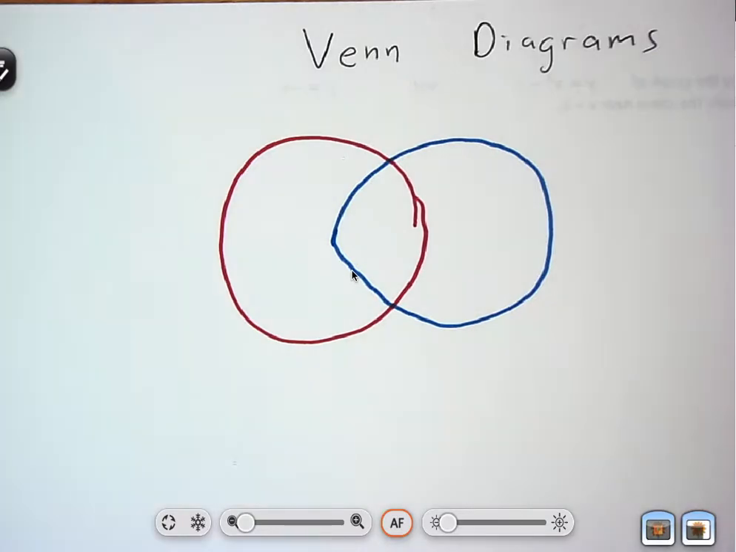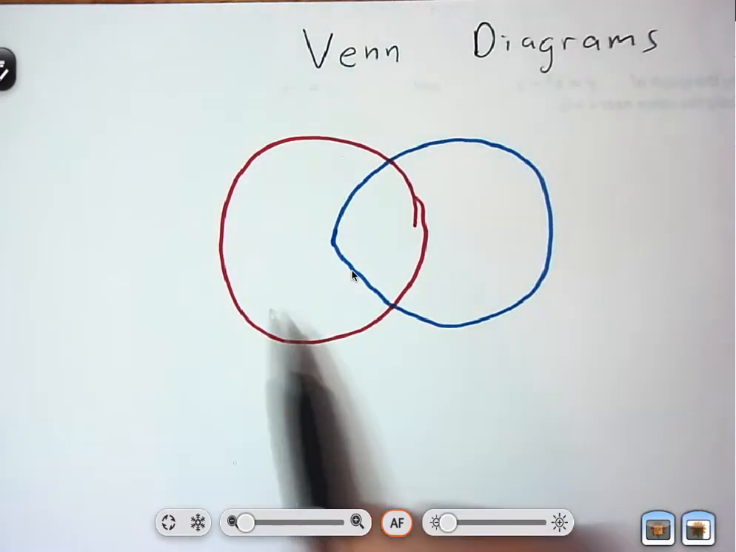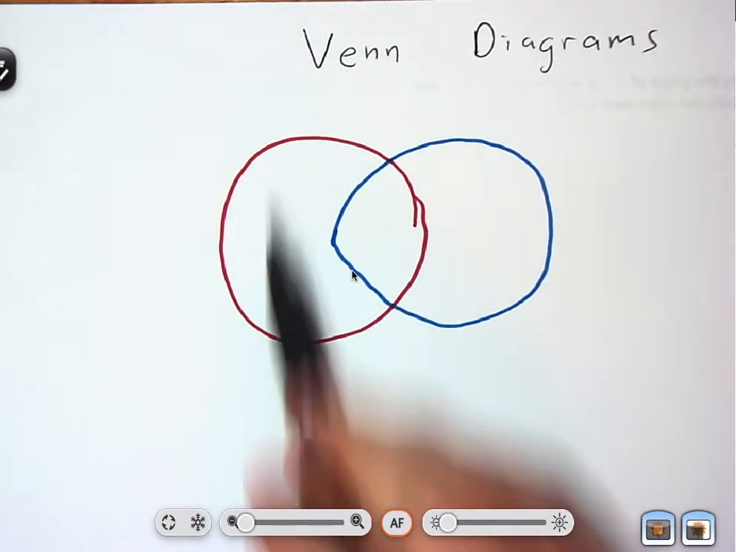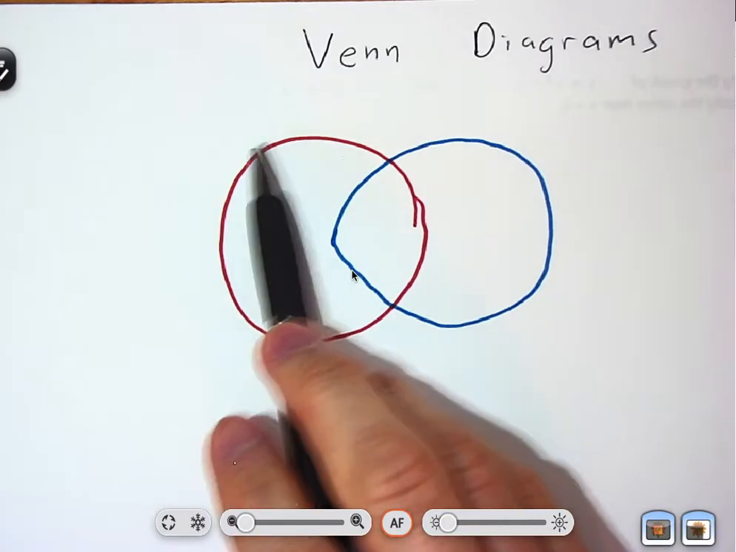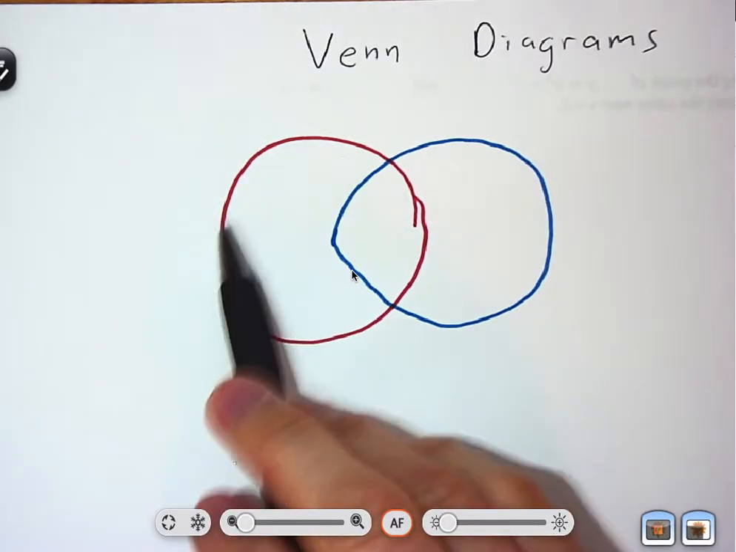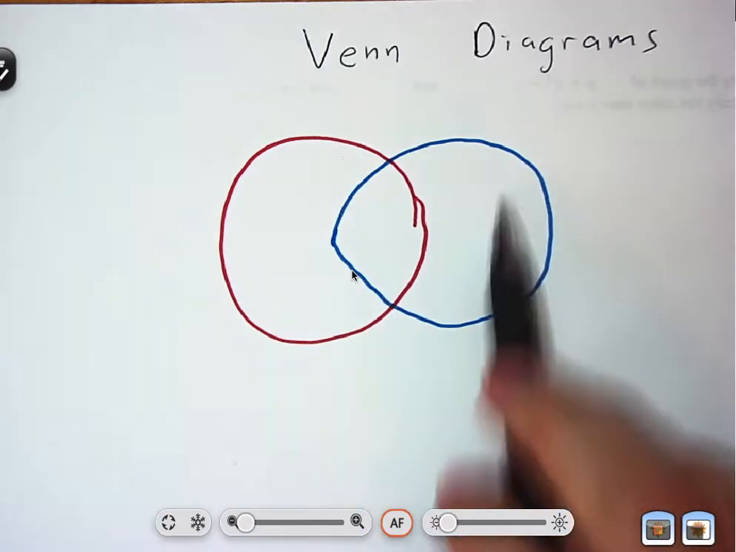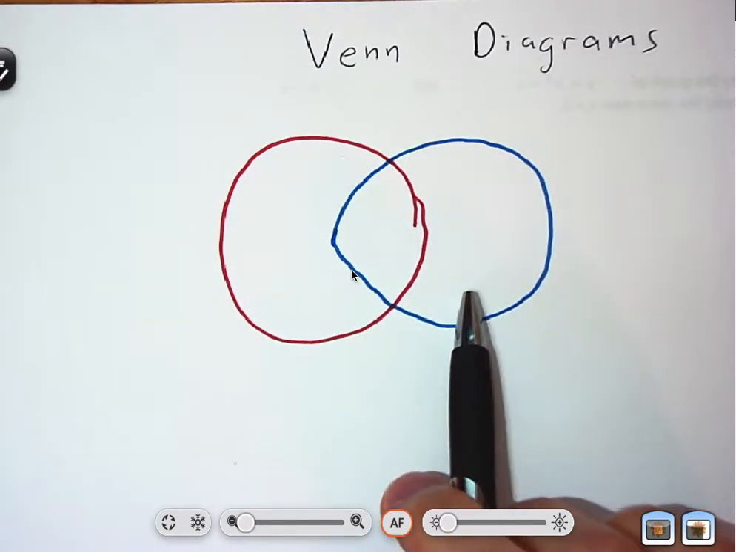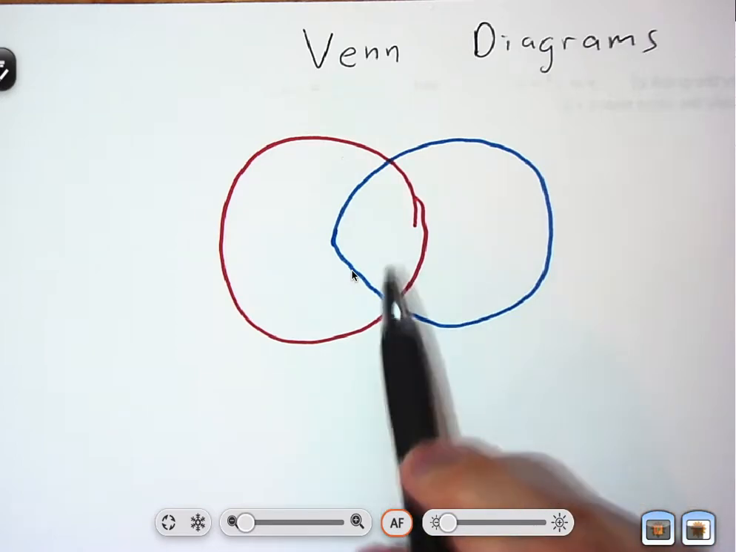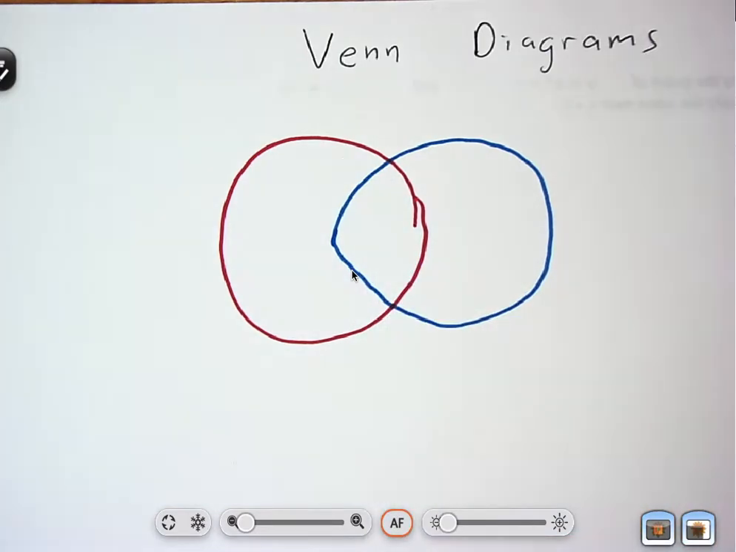And in this part over here, this area is stuff that only belongs to the red circle or in category red. This stuff over here in this area is stuff that's only in category blue. And the stuff in the middle is stuff that falls into both categories. Let's give an example.